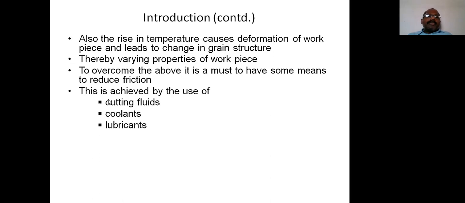That means cutting fluids, coolants and lubricants, these three are very, very important for machines. In this manufacturing technology subject, we discuss these machines, which produce the required machining surface. All these drawbacks or phenomena are controlled simply by using cutting fluids, coolants and lubricants.